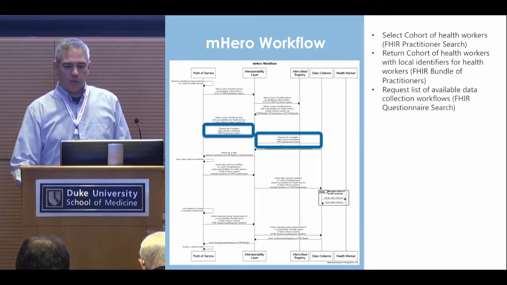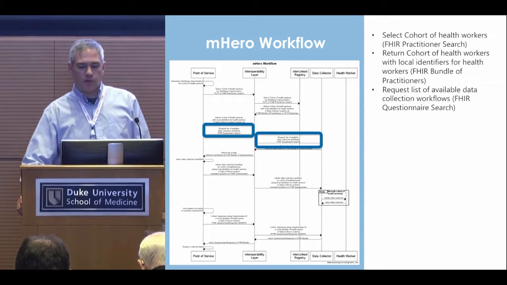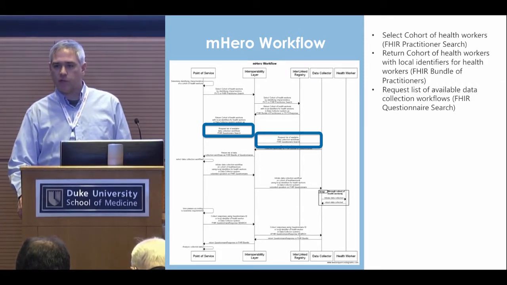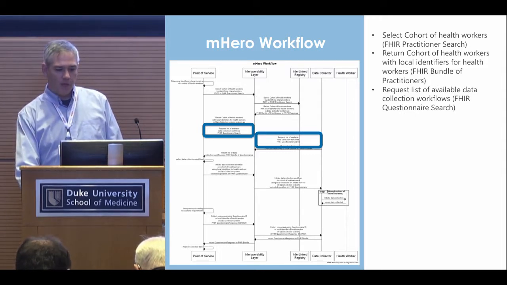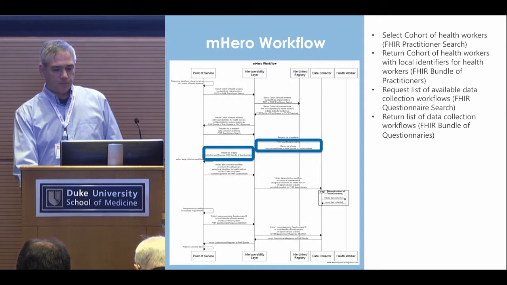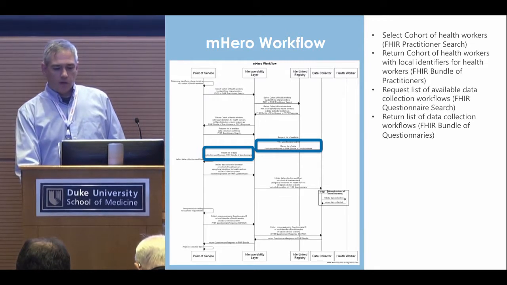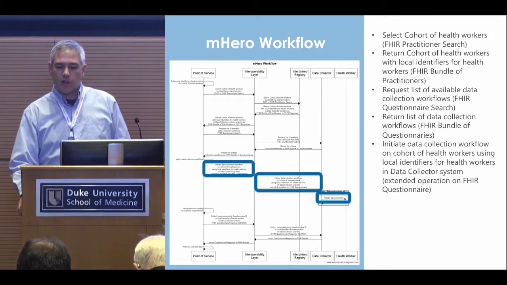And the next step is they want to get the list of available data collection workflows. So they would get the options of FHIR questionnaires that exist that they want to fill out. The data collector would have all of these various workflows, and again, it would return a bundle of those questionnaires. Then they would start the collection workflow.